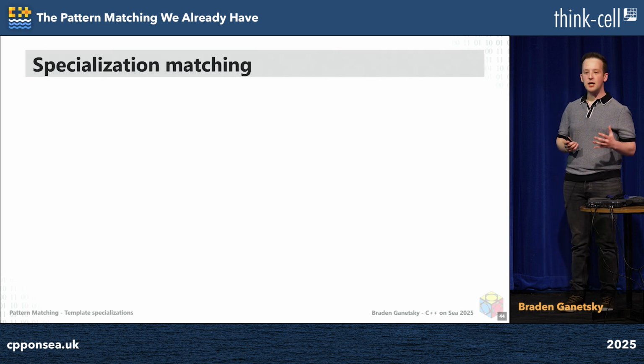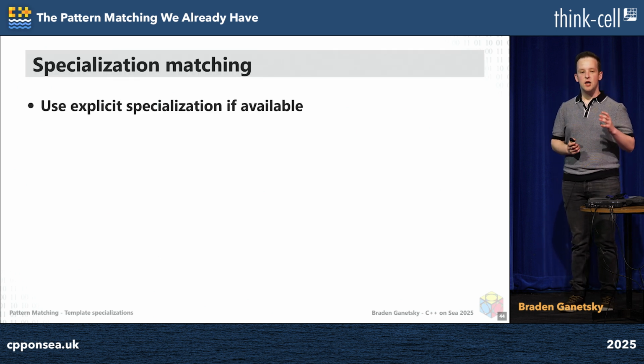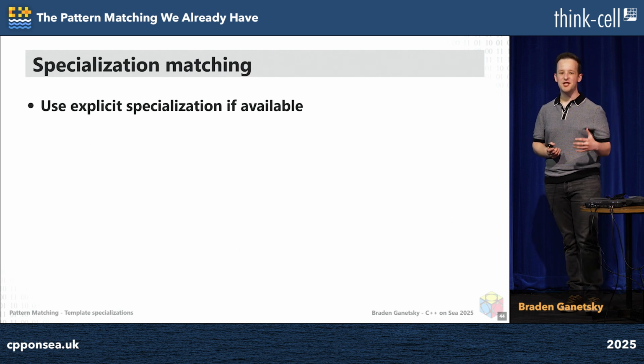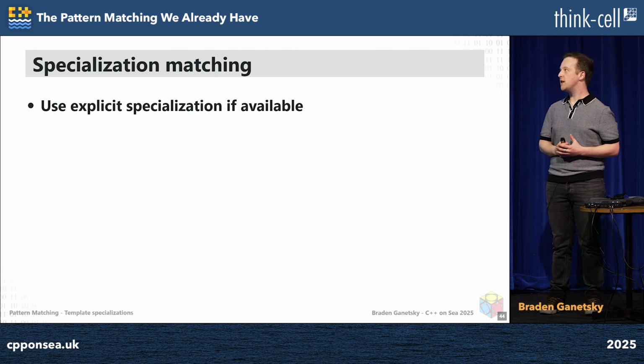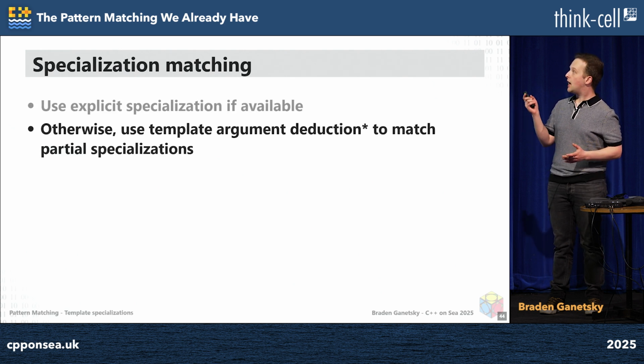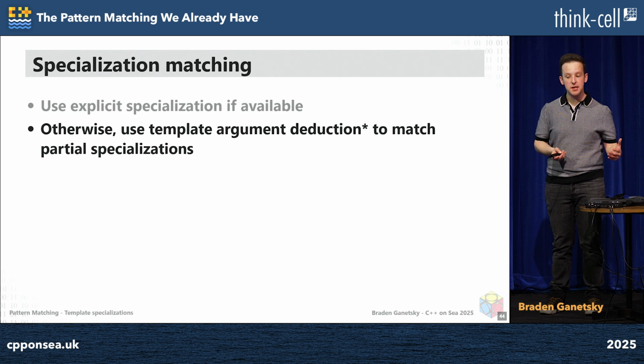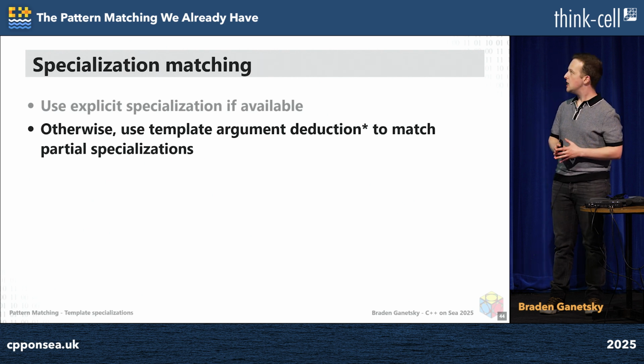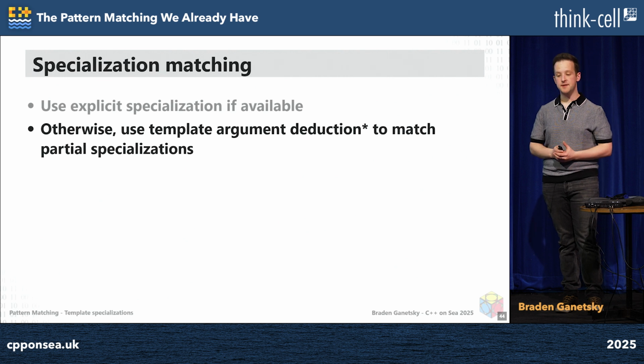So I'm going to talk about how to match against specializations. We start by using the explicit specialization if that's available. As I said before, the explicit specialization is a concrete class. So if it exists, then we know where the definition is, if we've already seen it. If it's further below then we haven't seen it, then you get into complications, and that's what the limerick is about. But if there are no explicit specializations, then we have to use template argument deduction, which I will talk about after this, to match the partial specializations.